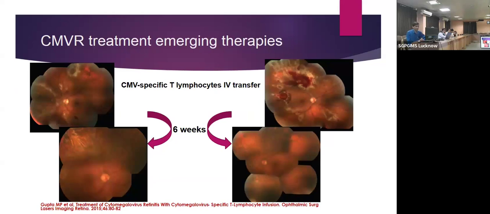And this was the case. You can see the top ones are the pre-intravitreal injection, and the bottom ones are 6 weeks after this intravitreal injection. And you can see these active areas have completely gone, and this retina is relatively very healthy. And as per the researchers, up to 6 months no recurrence was noted.